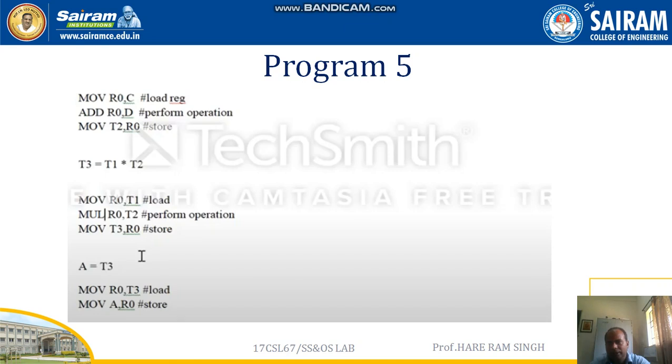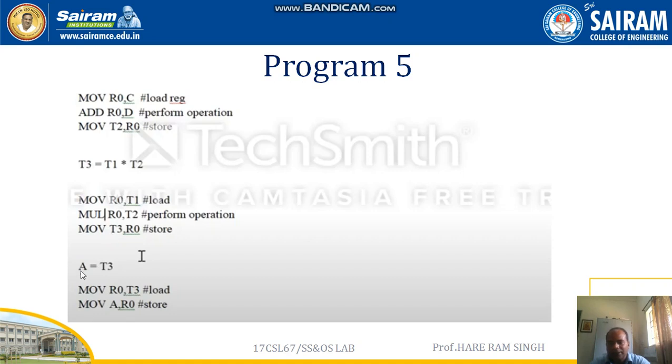Next, the third statement is T3 = T1 * T2. Now how are we going to execute it? We load the contents of T1 to register R0. Then we multiply the content of temporary variable T2 with the content of R0. And next we move the content of register R0 to the temporary variable T3.